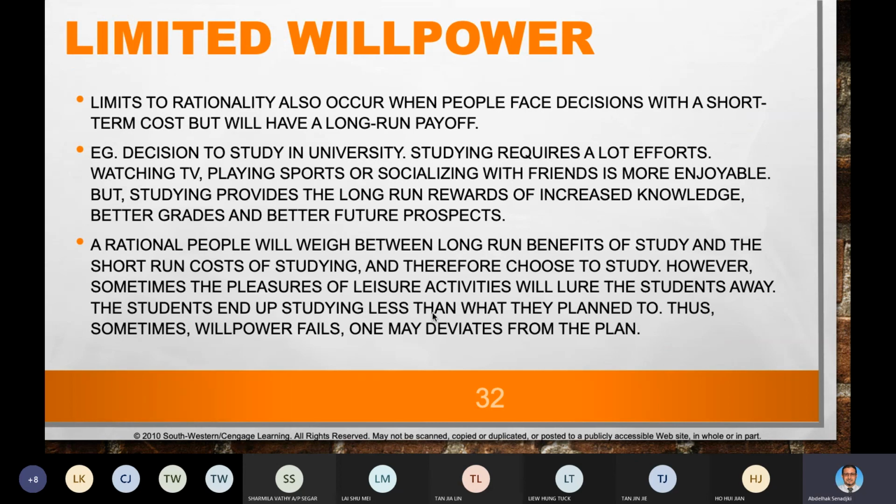So limits to rationality also occur when people face a decision with a short-term cost but a long-term payoff. An example: you as a student, the decision to study in university. Studying requires a lot of effort, money, luxury. Now you are listening to my lecture, maybe you could be making money. You could watch TV, enjoy badminton with your friends. So that decision requires a lot of effort.